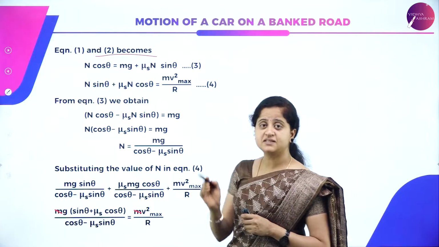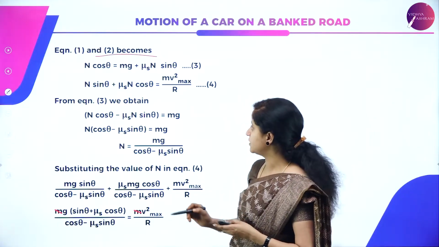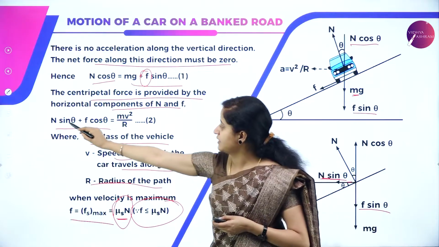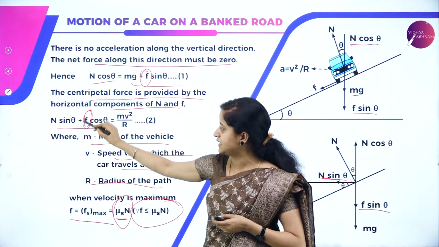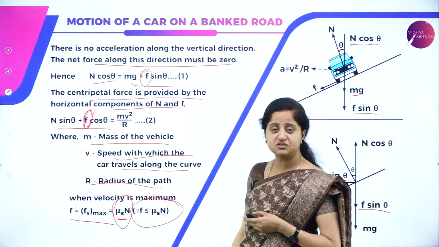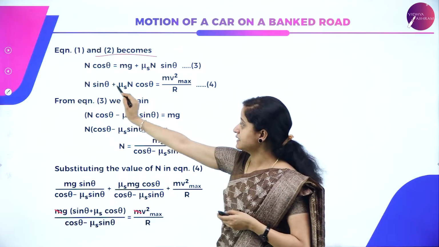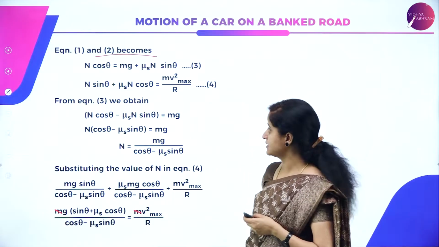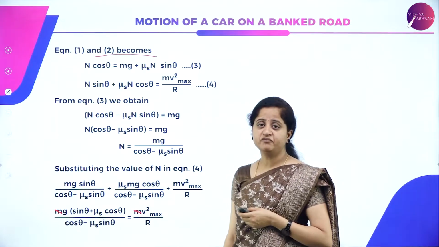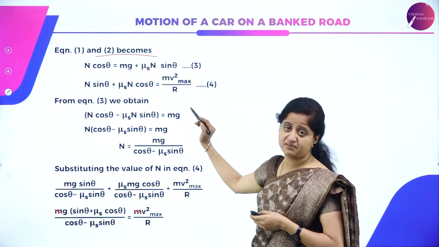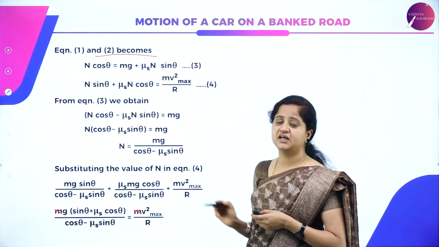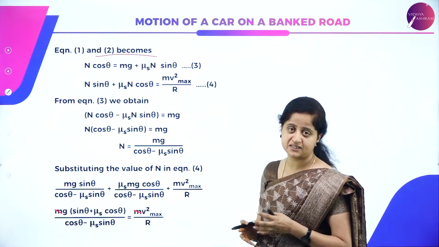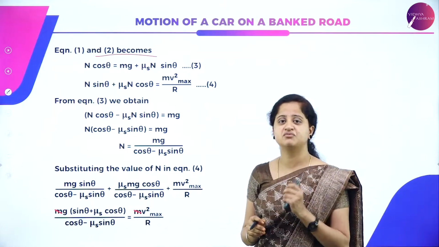Similarly, substitute the same value of F in the second equation. Look at the second equation, we have N sin theta plus F cos theta. Here I am substituting mu s into N, and I get N sin theta plus mu s into N cos theta, which is equal to mv square max divided by r, because we have considered when the car is moving at maximum velocity. We will consider this as equation 4 now.